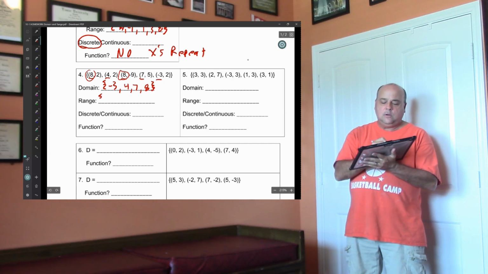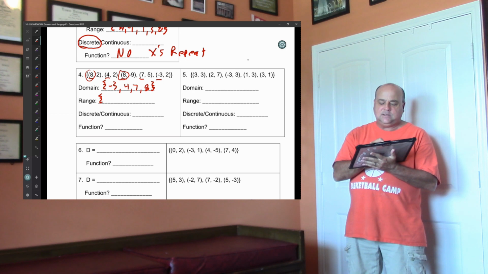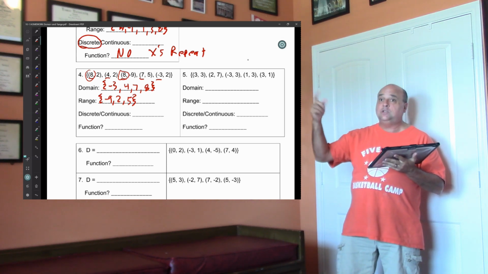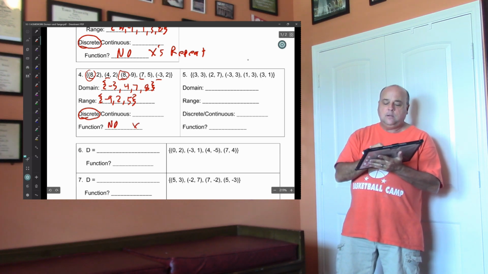Your range, put it from smallest to largest. So negative 9 is the smallest. My next smallest is 2, and then 5, and then that's it, right? So that's my range, isn't it? Is it discrete or continuous? You don't know if it's continuous because of the table. You're going to circle discrete, and is it a function? No, the x's repeat.